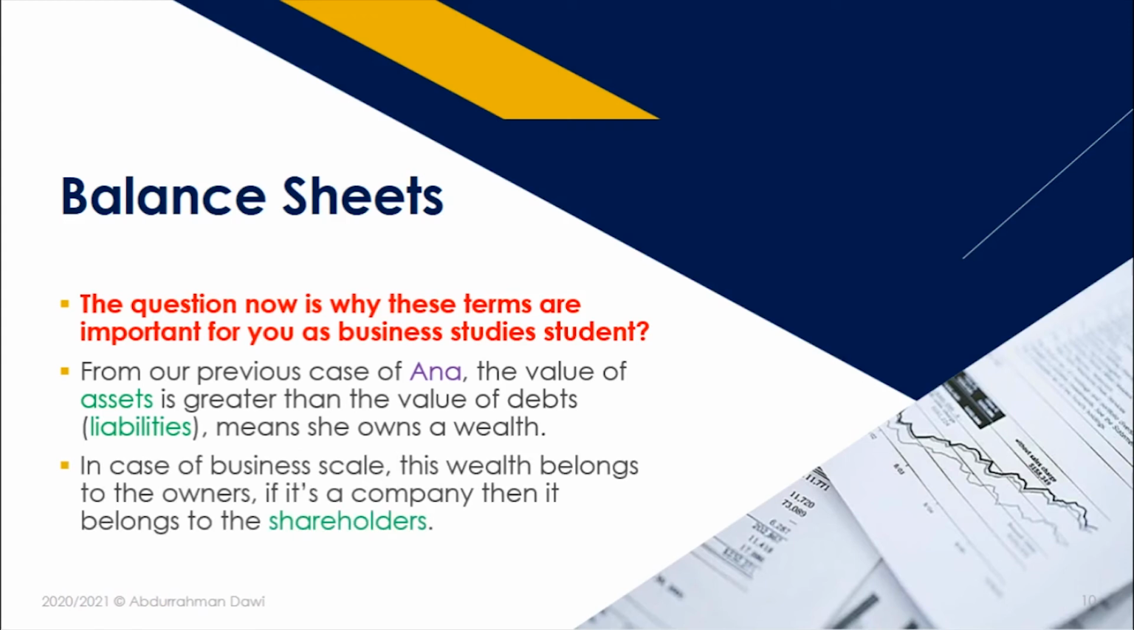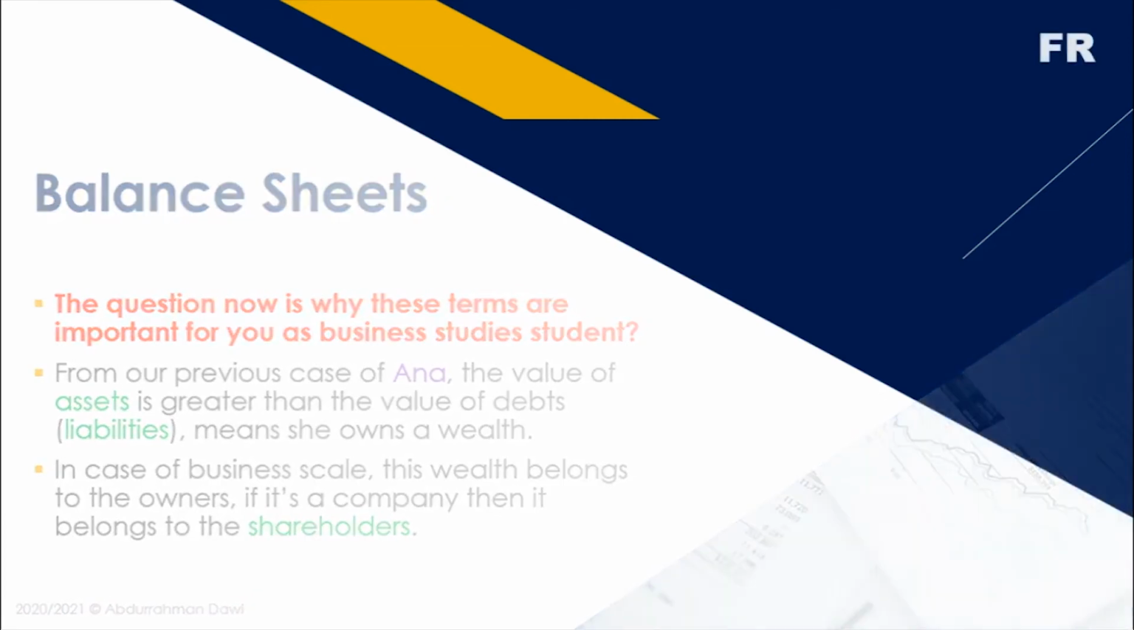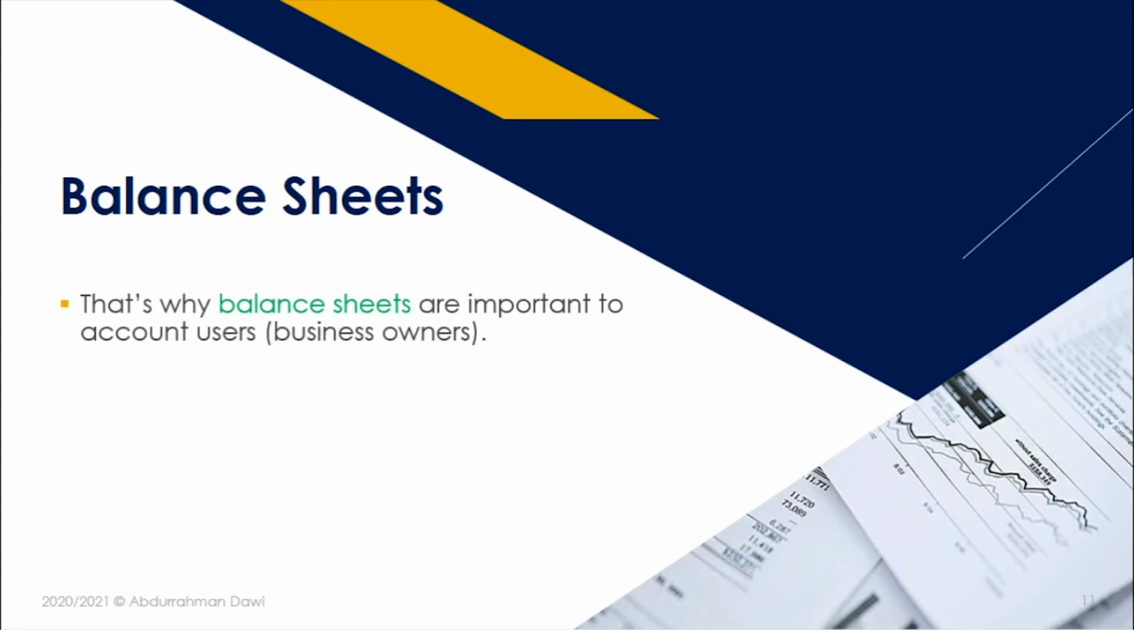In the case of a business scale level, guys, this wealth is owned by the owners, and if it's a PLC, what we refer to as a public or private limited company, this wealth belongs to the shareholders. That amount of wealth on the level of a corporate is all owned by the shareholders, from our study of the shareholder concept. Beside that, guys, this explains why the balance sheet is important for any business owner, because it answers many questions.